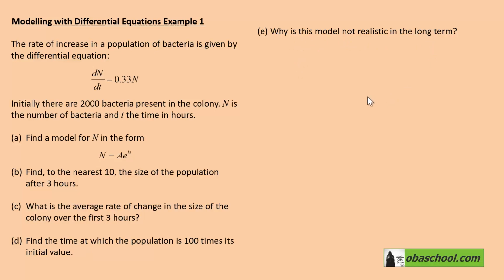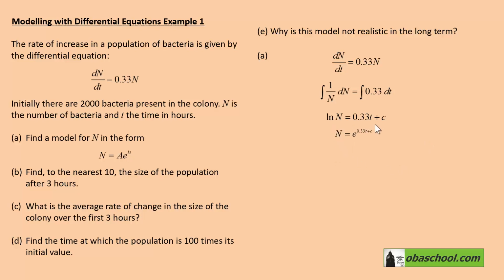So let's go back to part A, where we find a model, and that means solving the differential equation. This is a separable differential equation, and so we can separate and integrate. So we've separated now, and that gives us natural log of n is 0.33t plus a constant.